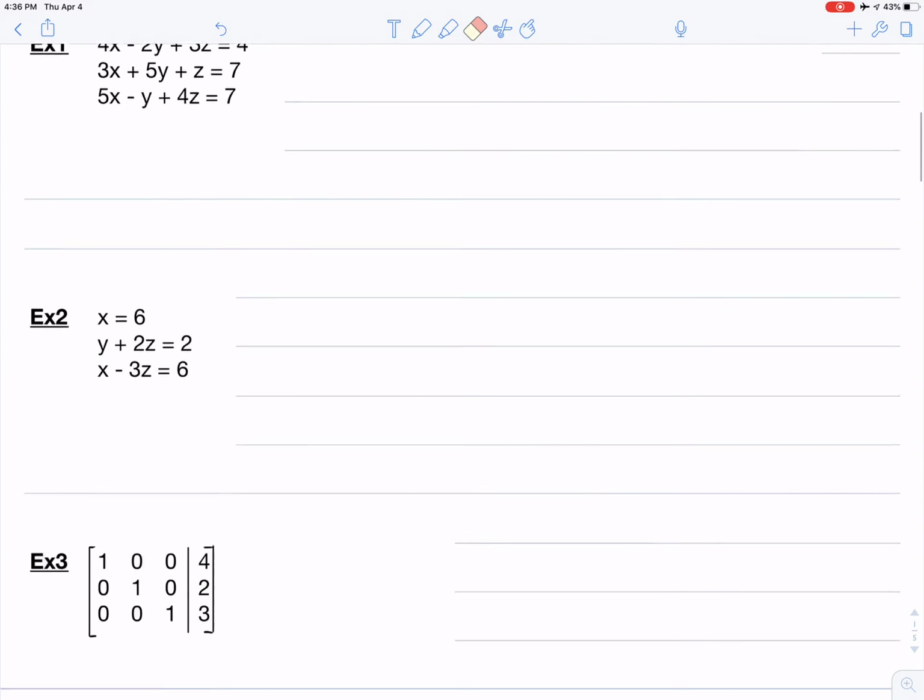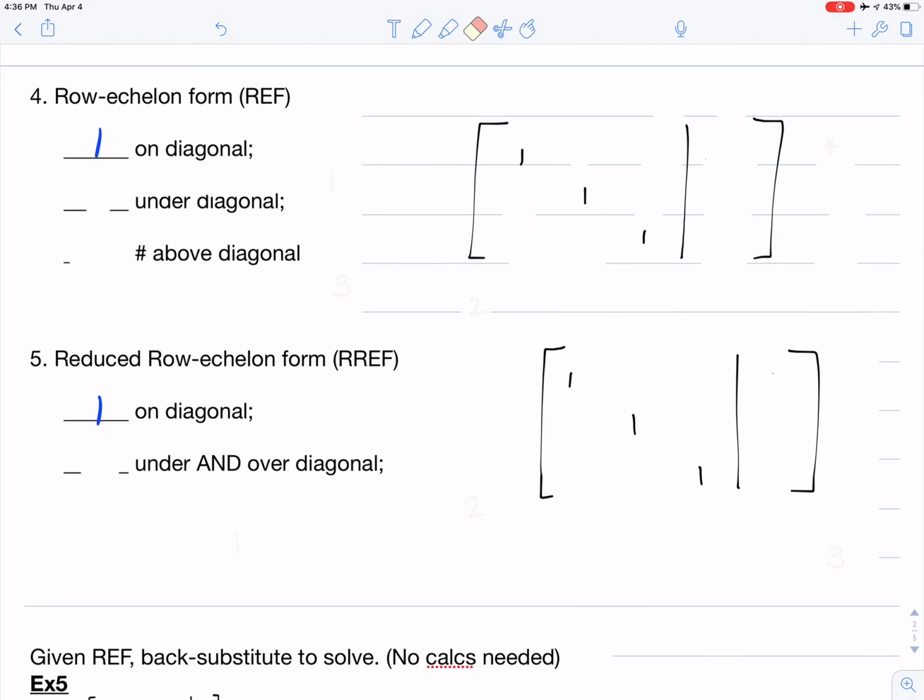If you go down a bit in your notes, let's talk about row echelon form. Row echelon form is where I have ones on the diagonal of my matrix. You can see that already set up for you. But underneath that diagonal, I'm going to have all zeros. And so zeros are underneath the diagonal, but above the diagonal, you can have any number that you want to. You can see there that both above my diagonal and also on the other side of my auxiliary line are several different numbers.